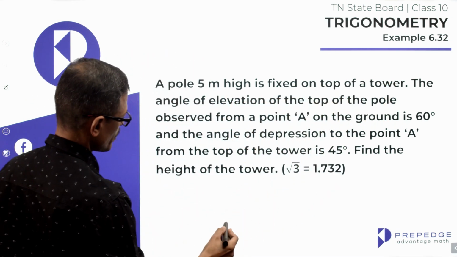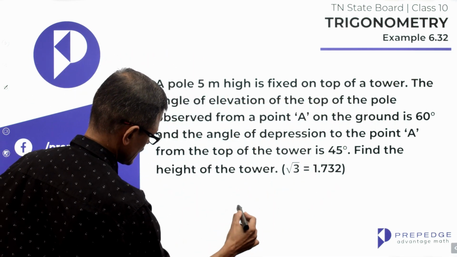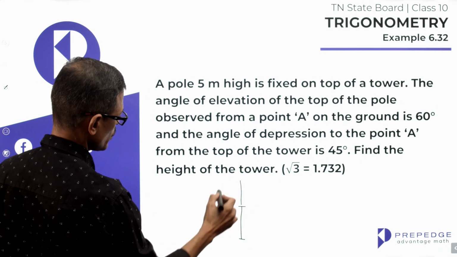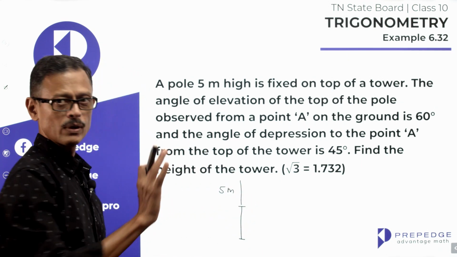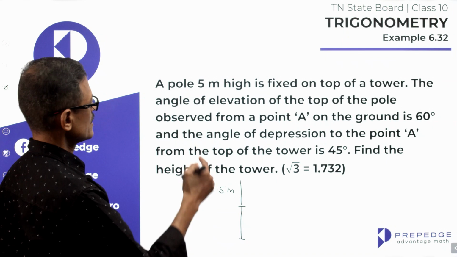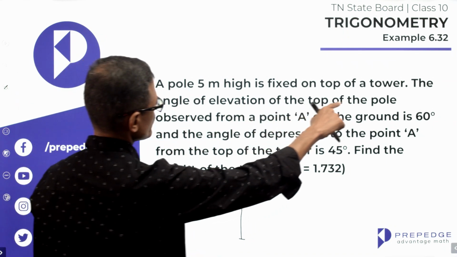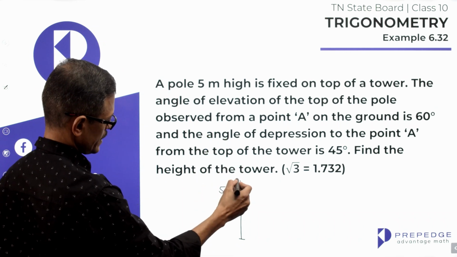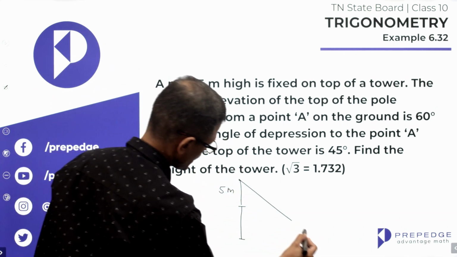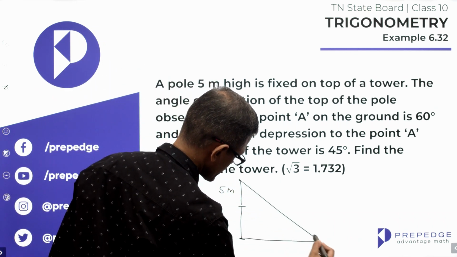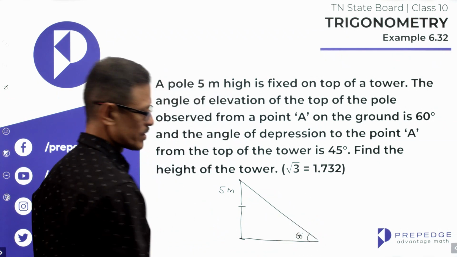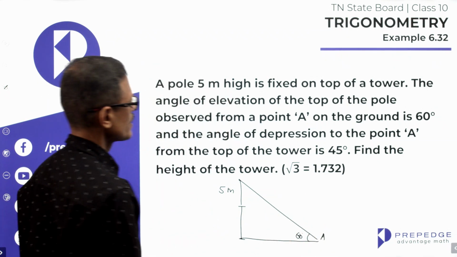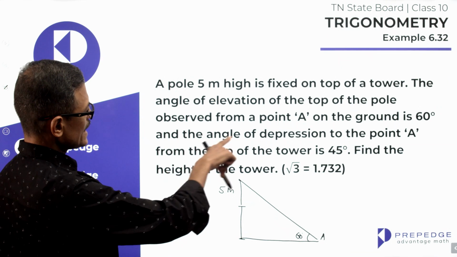A pole 5 meters high is fixed on top of a tower. இதான் டவர்னு எடுத்துக்கலாம், இதுக்கு மேல we are fixing a pole. The height of the pole is equal to 5 meters. இது வந்து டவர். The angle of elevation of the top of the pole observed from a point A on the ground is 60 degrees. இதான் போலோட டாப், from the ground we are observing it, so this angle of elevation is equal to 60 degrees. இது point A.